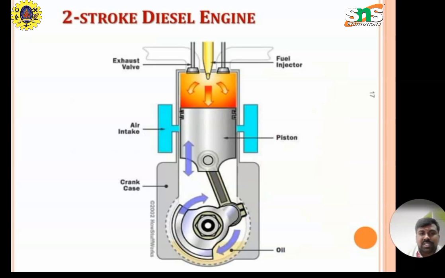Consider the 2-stroke diesel engine. Here, instead of valves, we are using ports because it is a 2-stroke diesel engine. Here, for the power stroke, in each revolution of the crankshaft we get a power output, so 2 power outputs in 2 revolutions of the crankshaft.